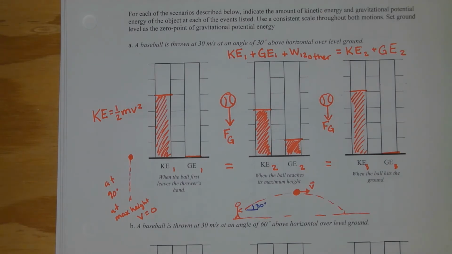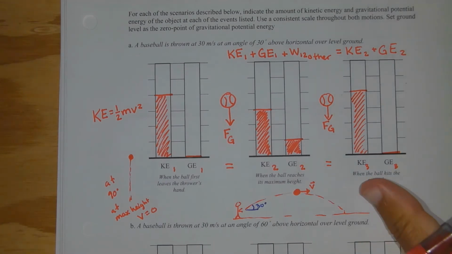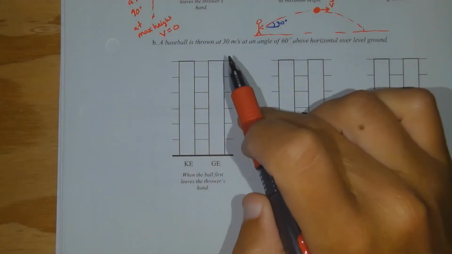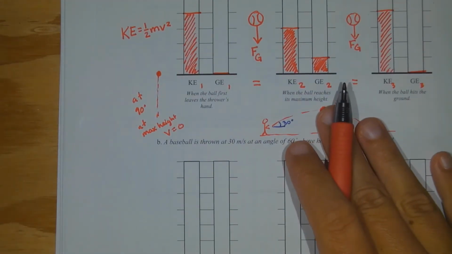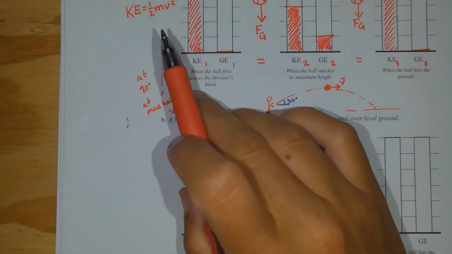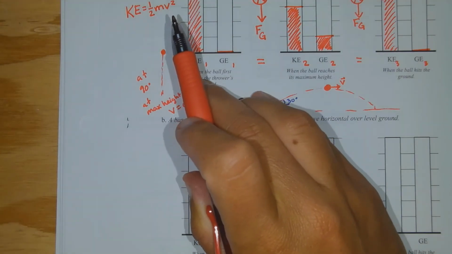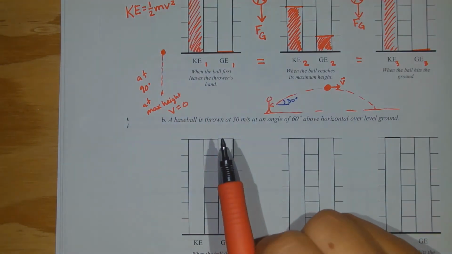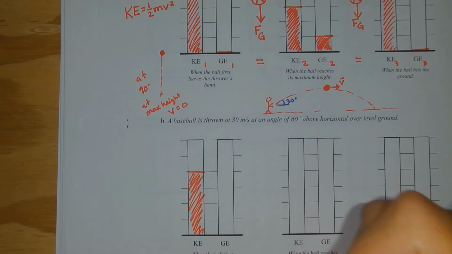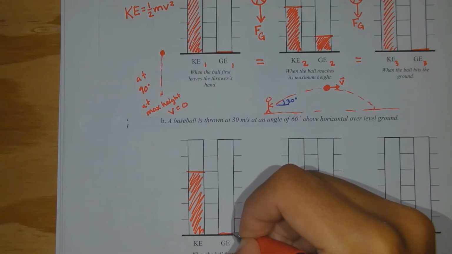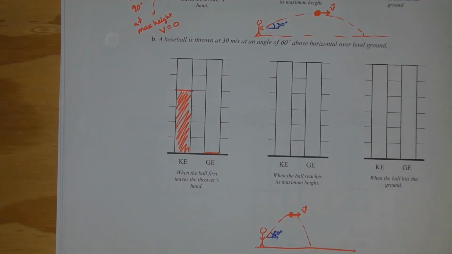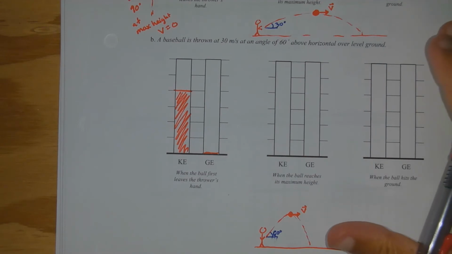Now we're going to look at what would happen if the angle is 60 degrees. So when the ball leaves the thrower's hand, the speed is still 30 meters per second. So if I said 4 blocks for kinetic energy up here, I should keep 4 blocks because the kinetic energy depends on the mass, which has not changed, and the initial velocity, which is still 30 meters per second. So I'm going to keep this as 4 blocks. We're going to assume, again, gravitational potential energy is 0, so assuming that when the ball leaves the thrower's hand, that's actually at ground level.